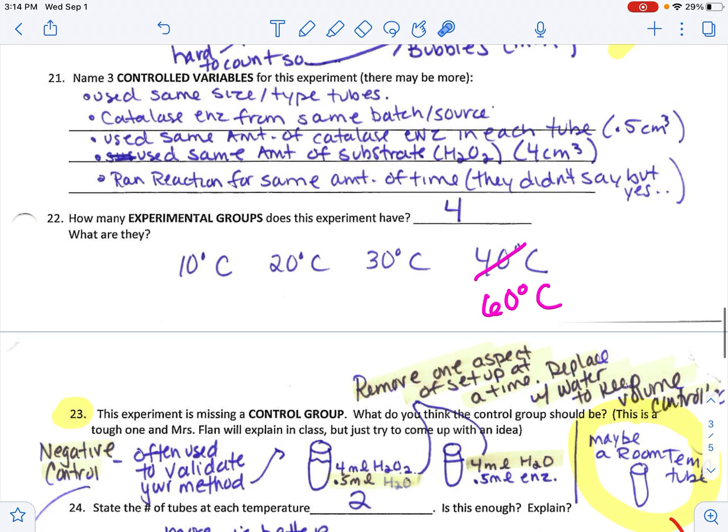And let's see, again here in number 21, look how specific I explained the controlled variables. I didn't just say, okay, what am I going to control? The tube, the enzyme, the this, the that. I explained exactly how I'm keeping all these things the same, so that the only difference is the temperature.